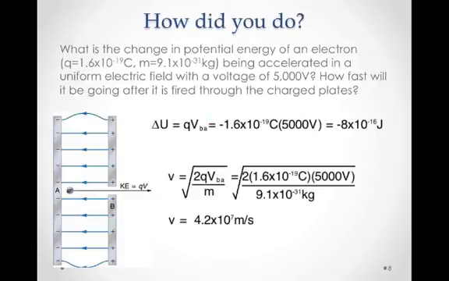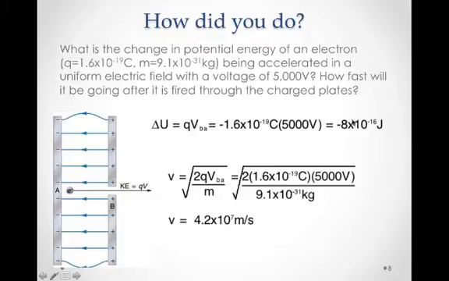So how did you do here? The first thing we needed to find out is what is the change in potential energy when we do work to get this electron over by this negative plate here. And so that's equal to the charge on the electron times the potential difference. So we take the charge of an electron, 1.6 times 10 to the negative 19 coulombs, and multiply by 5,000 volts, and we get negative 8 times 10 to the negative 16 joules.